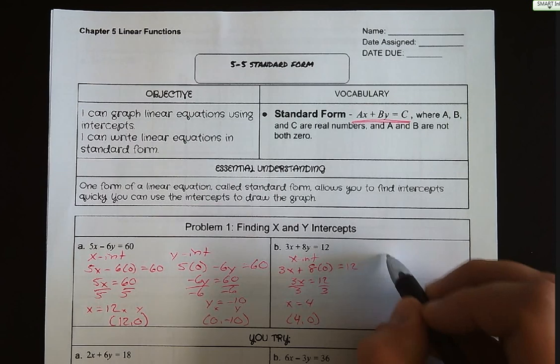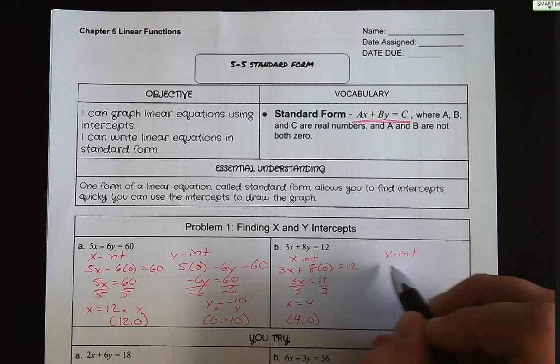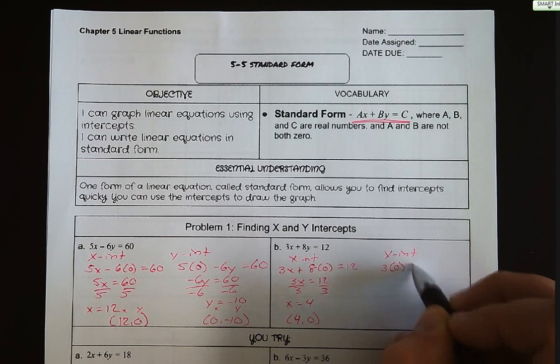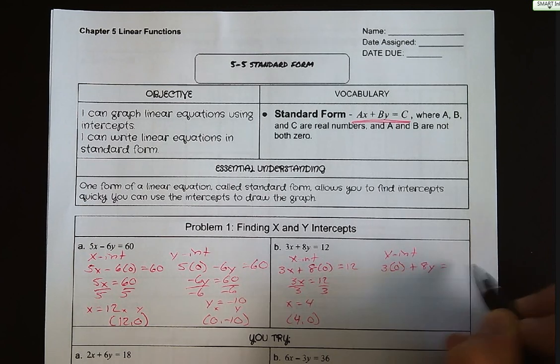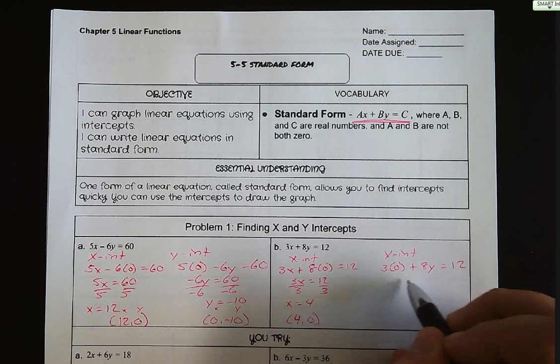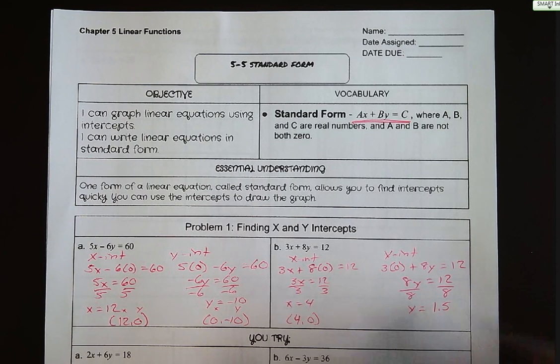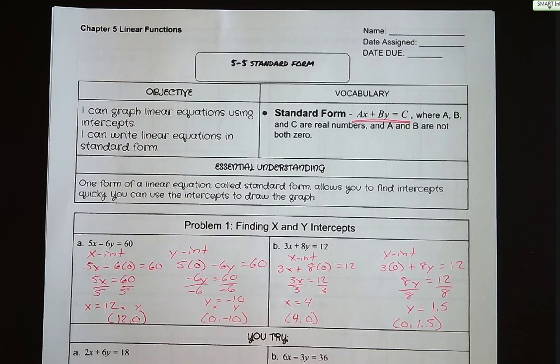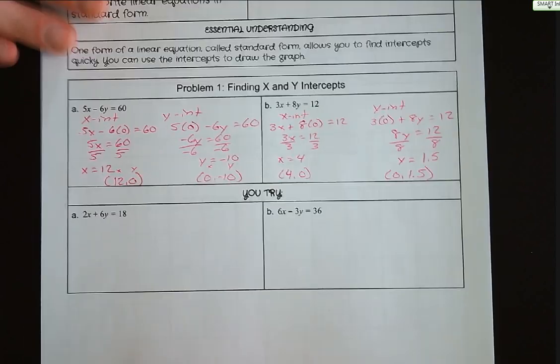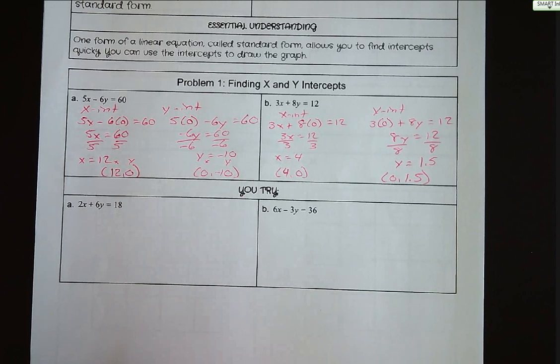Our y-intercept, we're going to plug in 0 for x. So we have 3 times 0 plus 8y is equal to 12. So 8y is equal to 12. Divide both sides by 8. And y is going to be equal to 3/2, or 1.5. So we have 0, 1.5 as our point. All right. So I want you guys to try letters A and B, and then we will go over them.